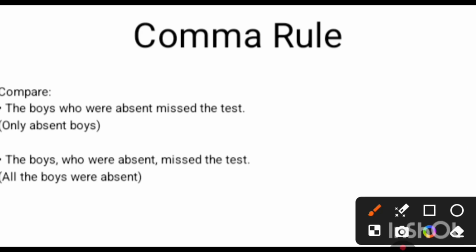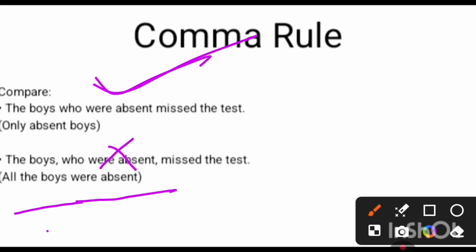Now this is the comma rule. The boys who were absent missed the test. Friends, it means only the boys who were absent missed the test. Friends, if we write it this way, "The boys, who were absent, missed the test," it means this is extra information. Forget about this part. So the boys missed the test means all the boys missed the test. Friends, I think you can understand the difference.